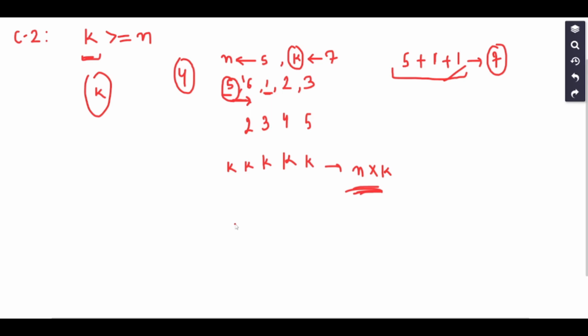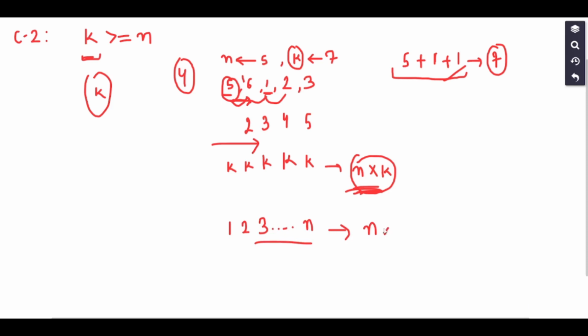Now, since I'm picking up the mushrooms while I am moving from left to right, how many mushrooms won't I be able to eat out of these n multiplied by k? When I move from first to second, I would leave 1 mushroom there. When I move from second to third, I would leave 2 mushrooms there. When I move from third to fourth, I would leave 3 mushrooms there, and so on till n. That means I won't be able to eat n multiplied by n plus 1 divided by 2 mushrooms.